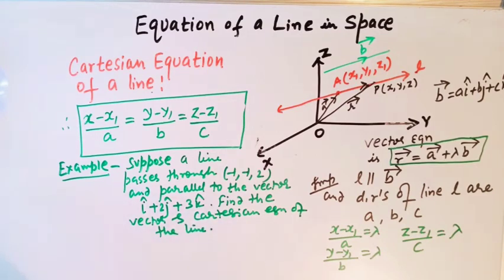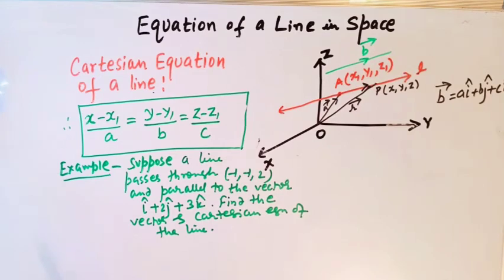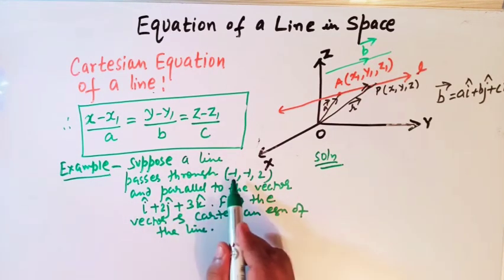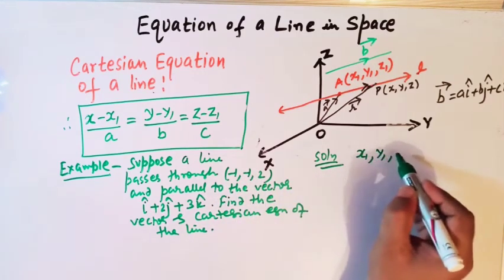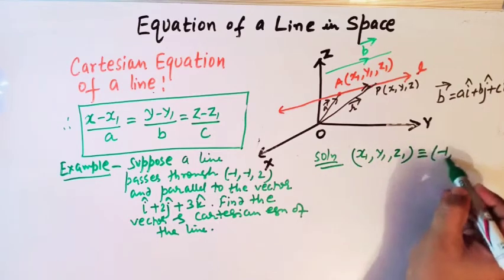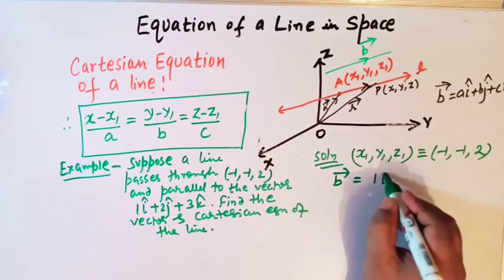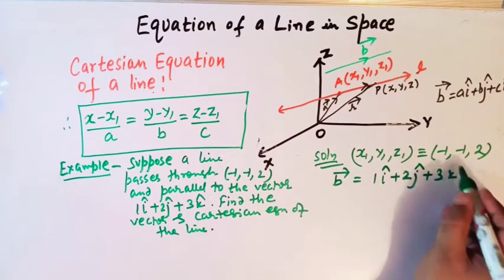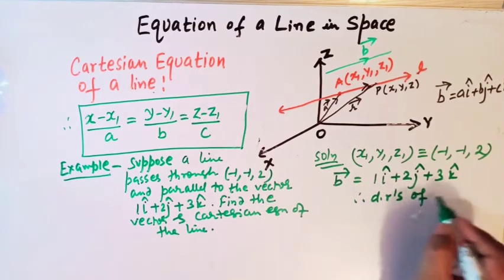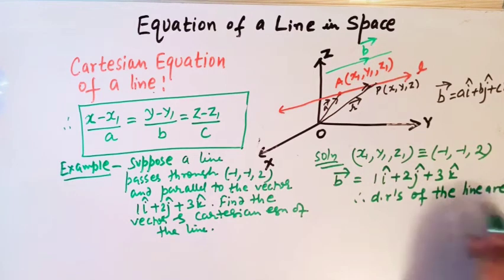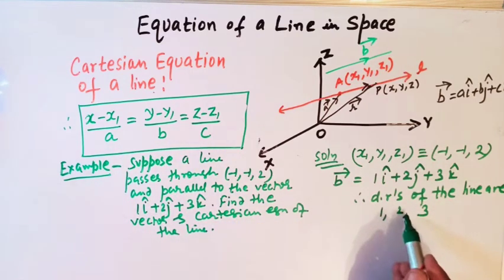So what we will do, here we are given the point. The line passes through this point, so we have x1, y1 and z1 as 1, minus 1 and 2. Clear? And the line is parallel to this vector, so the vector b is given as 1i cap plus 2j cap plus 3k cap. Therefore the DRs of the line are 1, 2 and 3. So a, b, c are 1, 2 and 3. Clear?